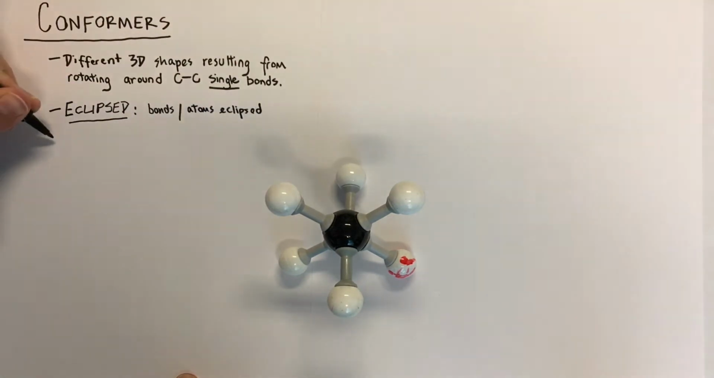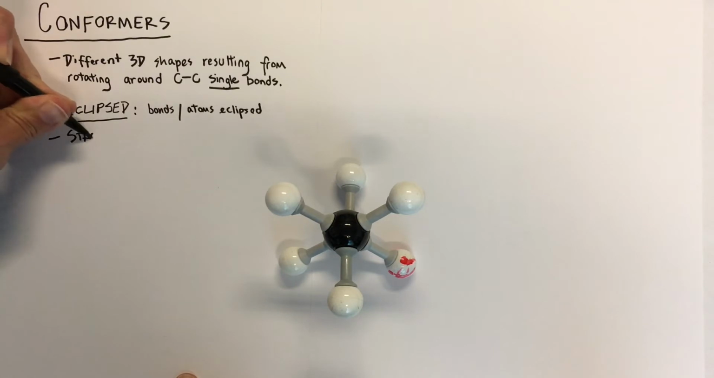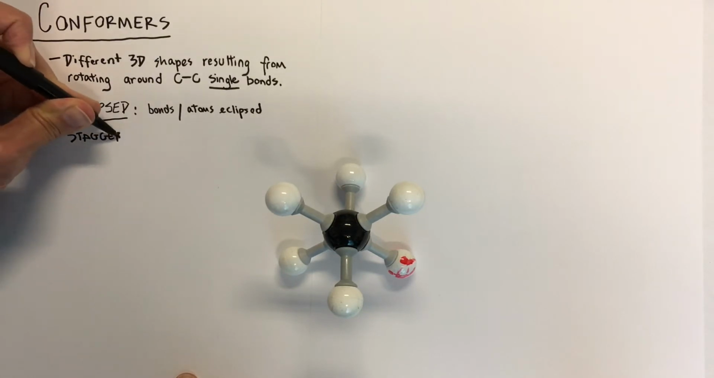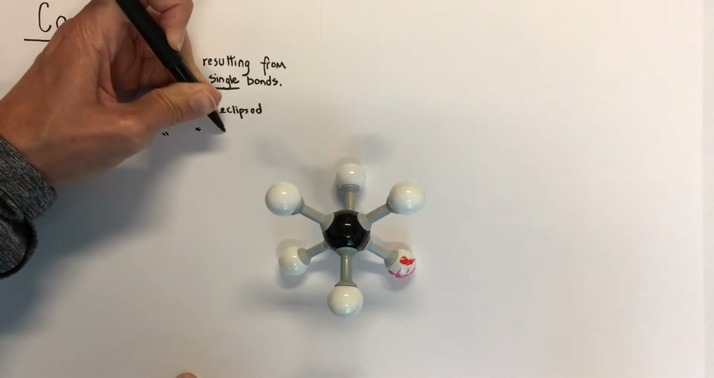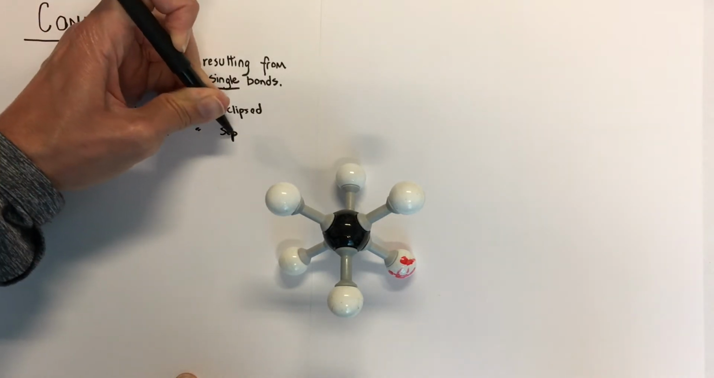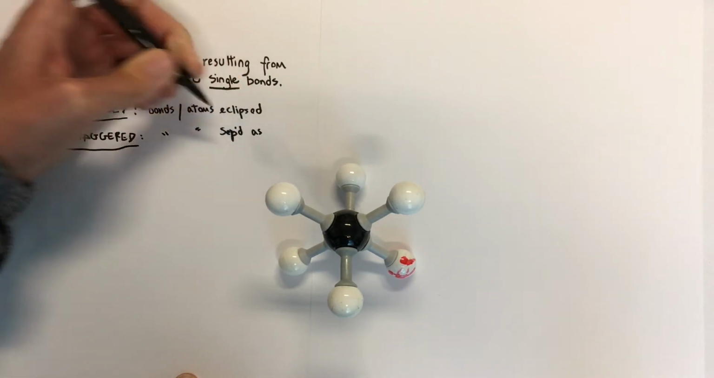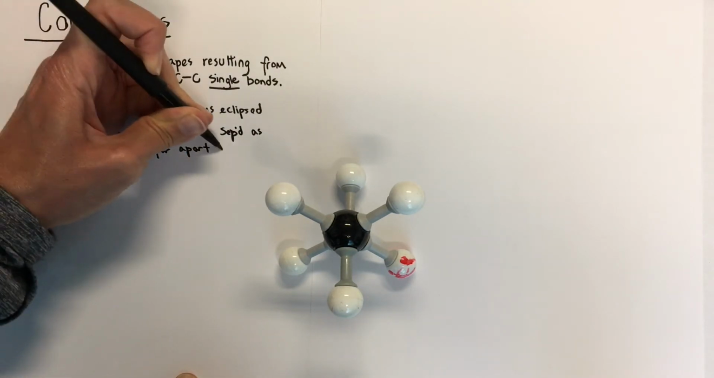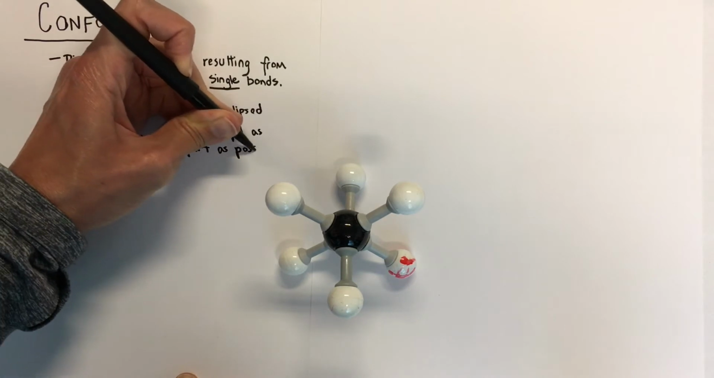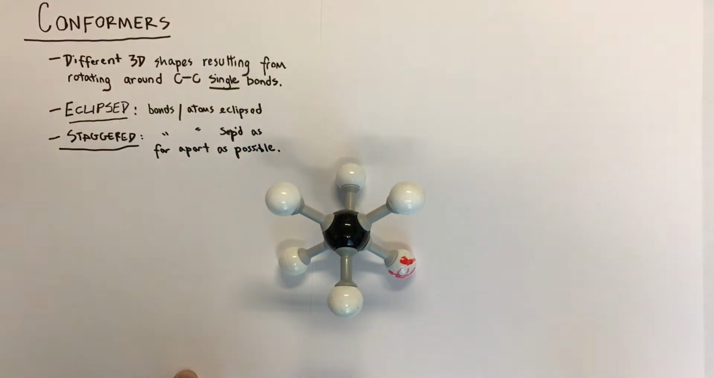The staggered conformation refers to the situation where the bonds and atoms are going to be separated as far apart as possible. And when we say they're separated as far apart as possible, we're still keeping within the constraints of the ideal 109.5 degree bond angle, etc. So what you see here is a staggered conformation of ethane.